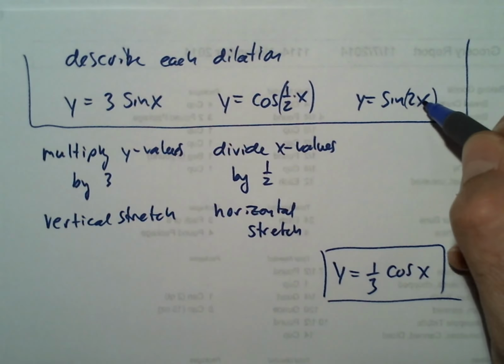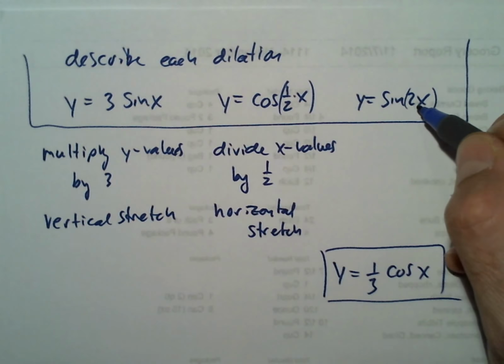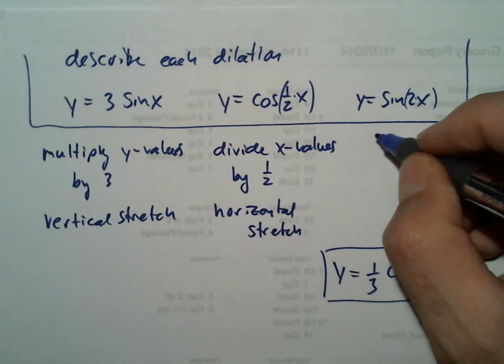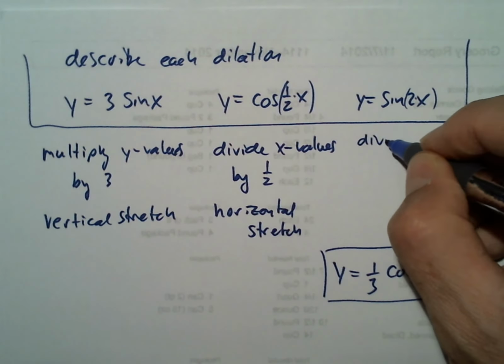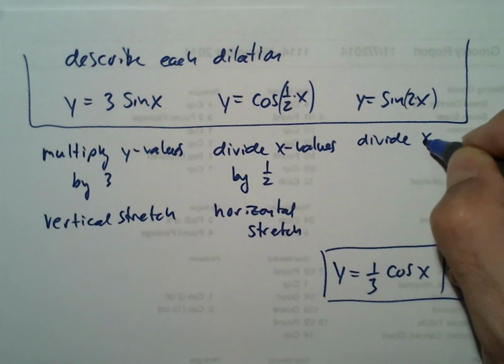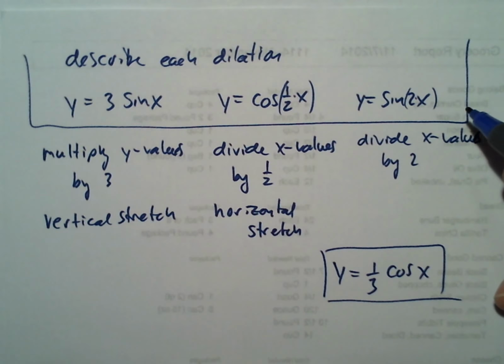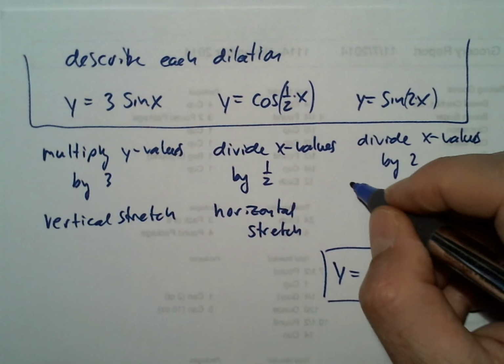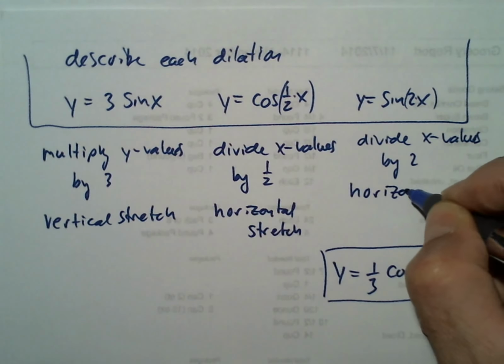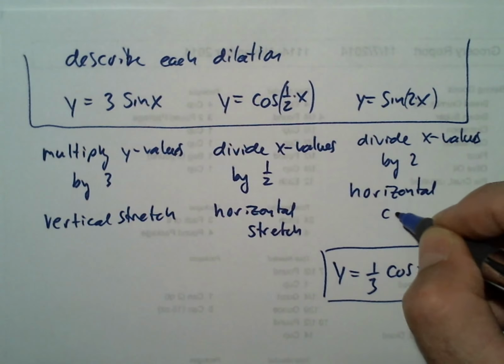2 is inside, so that's horizontal, and we do the inverse of 2 times x. So we have to divide x values by 2. If all the x values get divided by 2, they get smaller, so that'll be the horizontal compression.